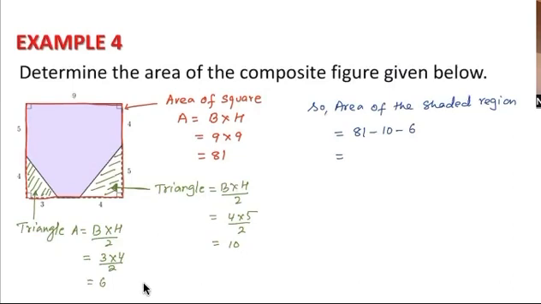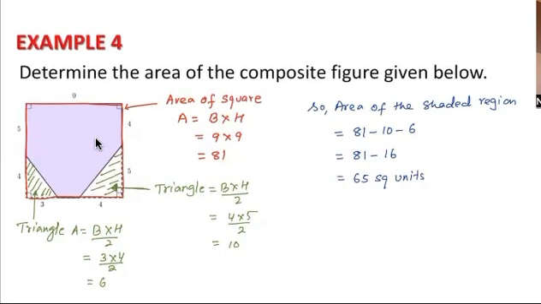That's the meaning of that. You can also write this as 81 minus 16, because 10 and 6 you are subtracting, that is, you are subtracting 16. So 81 minus 16 is 65. That is equal to 65 square units. So 65 square units is the area of this shaded region which is given here.